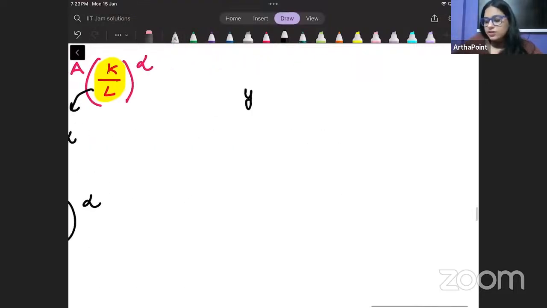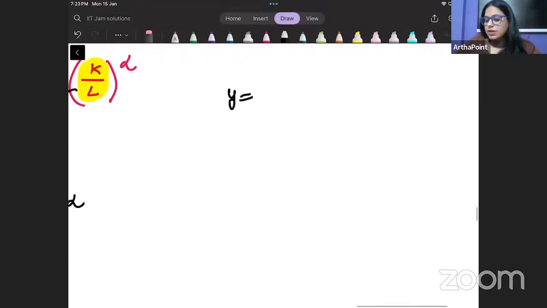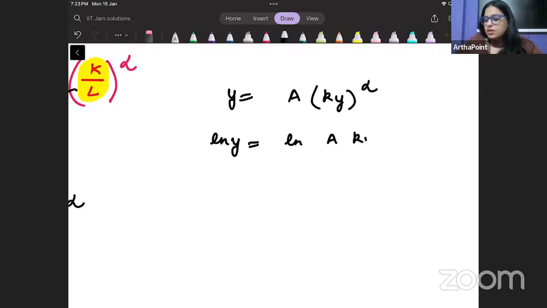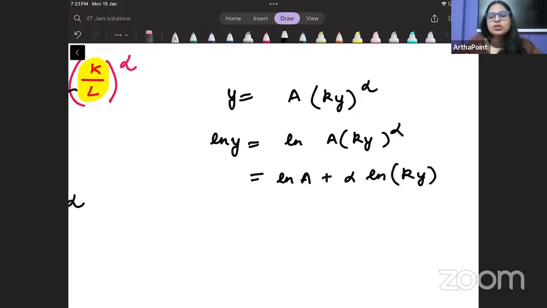So you just have got that y is equal to a ky to the power alpha. Then just take log on both sides and solve. Right? So ln y will be ln a ky to the power alpha. This will be ln a plus alpha ln ky. तो growth rate ऐसे भी निकाल सकते हो. So this is another way in which you can solve this.